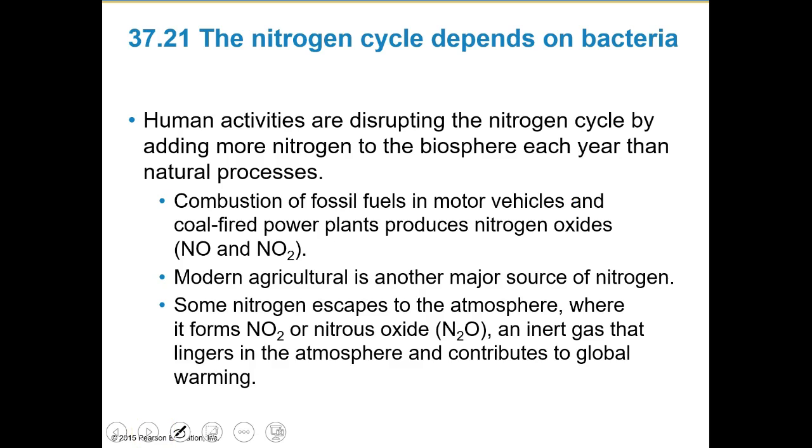Human activities are disrupting the nitrogen cycle by adding more nitrogen to the biosphere each year than natural processes do. Combustion of fossil fuels in motor vehicles and coal-fired plants produces nitrogen oxides. Modern agriculture is another major source of nitrogen. Some nitrogen escapes to the atmosphere where it forms N2O, nitrous oxide, an inert gas that lingers in the atmosphere and contributes to global warming, or global climate change, the more technical term.